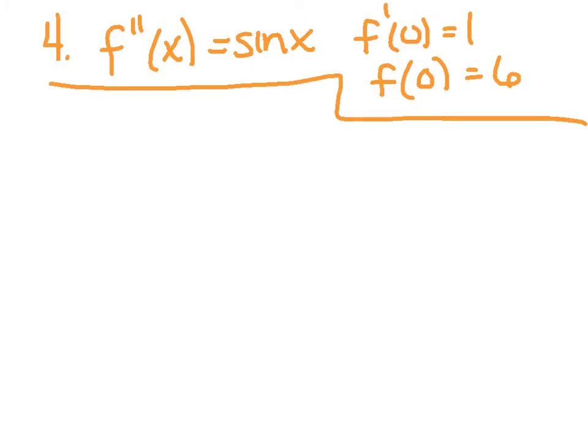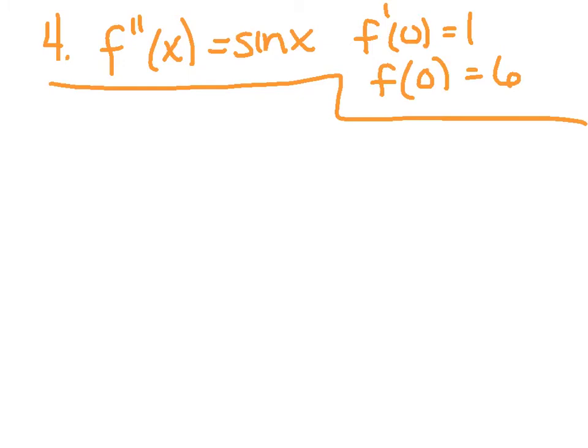Okay, well I've only got 2 more for you, and these are a little different than the previous 2 we did. Not mathematically, you just have to pay attention to what you have. So in question 4, I'm given f double prime of x is equal to sine x. And notice there's 2 initial conditions this time.